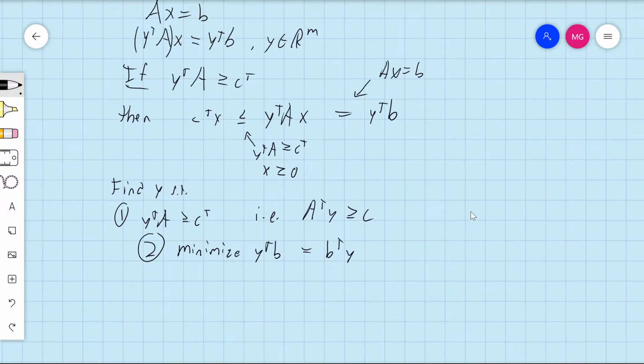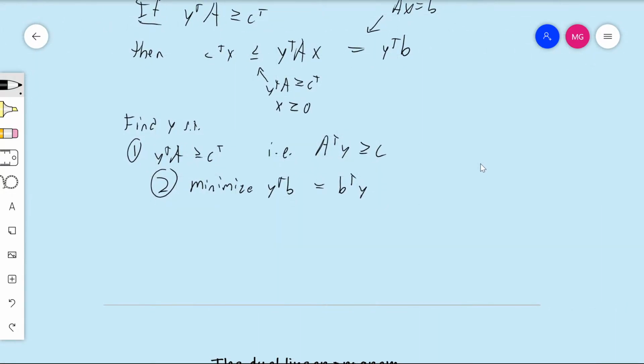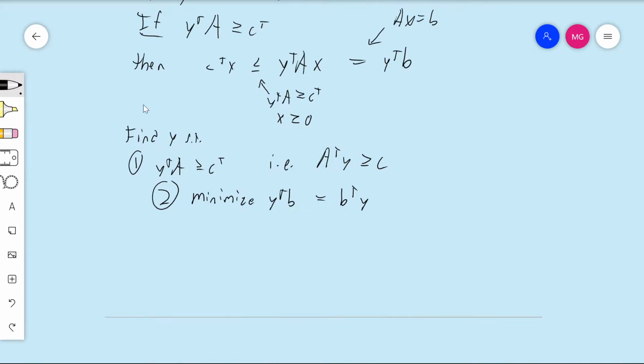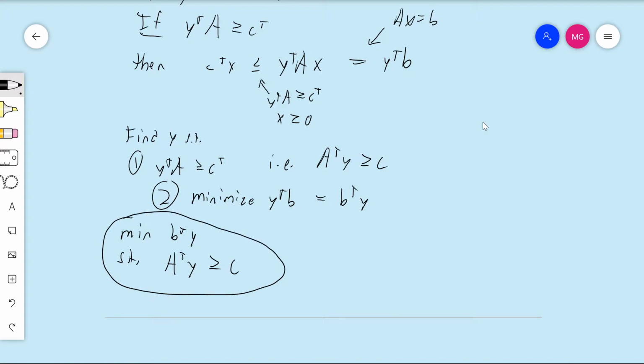I'm writing them like that because if you notice, we can actually encode these conditions as a linear program itself. I'm looking for vectors y that satisfy some constraint, and then amongst all those, I'm trying to minimize some objective function. So let me write it down. We're minimizing B transpose y such that A transpose y is greater than or equal to C. This is a linear program, and it's called the dual linear program. So it's dual to the original linear program that we started with.